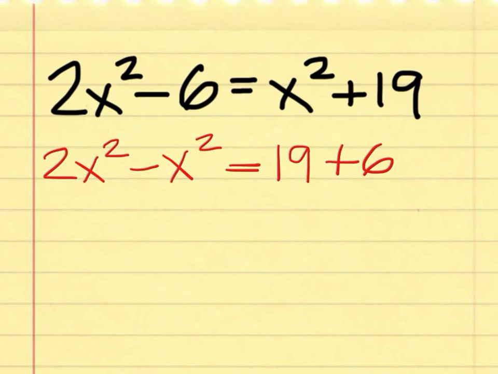On the left-hand side, I have 2x squared minus 1x squared. When I simplify that, what do I get, Gleam? All right, what do I get, Imes? Close. What do I get, Clark? X squared is right. 2x squared minus x squared is 1x squared. On the right-hand side, 19 plus 6. What is that, Hellier? 25 is right.